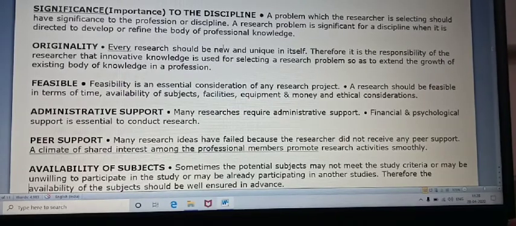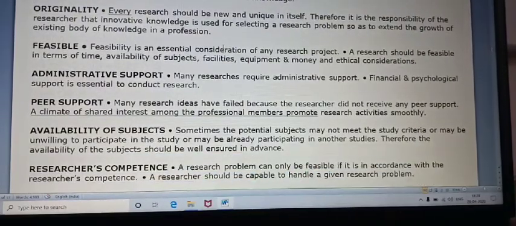The next thing is the originality. You cannot do the same research which another person has done already. Then there is no point in doing the research, because they have already found the research problem and they most likely found the solution also. So you should do an original research for a problem that you came across when you were working in your profession. Then the next thing is feasibility. Feasibility means whether you are able to do it.